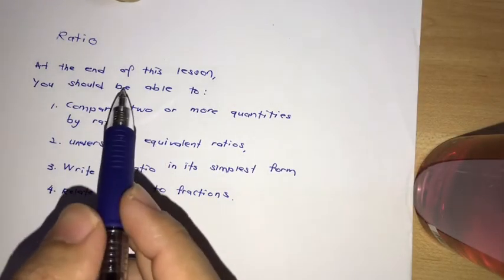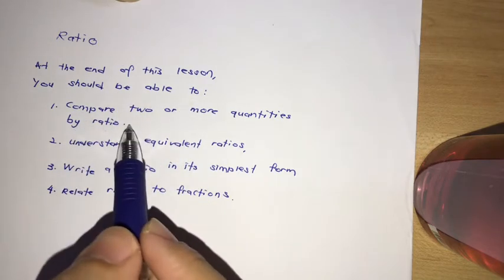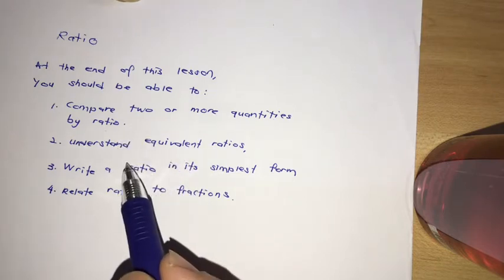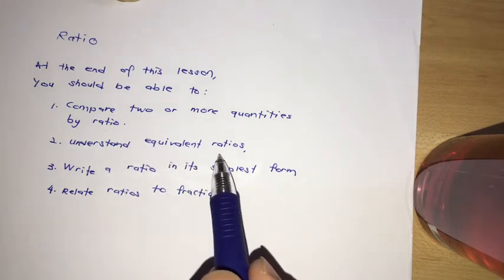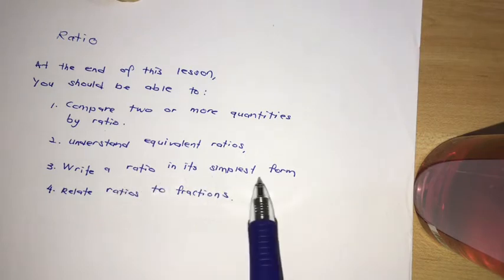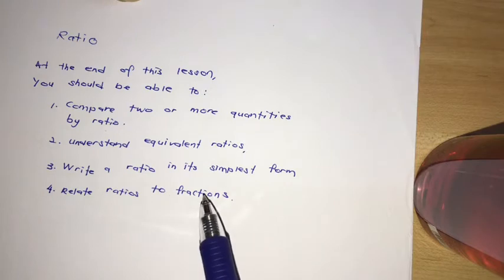So at the end of this lesson, you should be able to, number 1, compare two or more quantities by ratio. Number 2, understand equivalent ratios. Number 3, write a ratio in its simplest form. And last one, relate ratios to fractions.